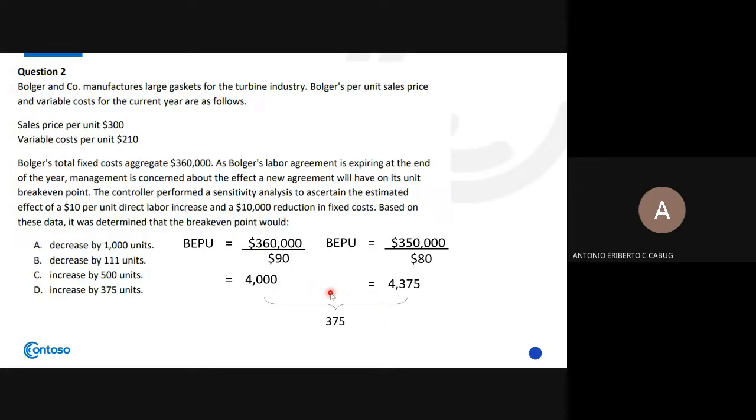The correct answer is letter D. Okay, letter D.